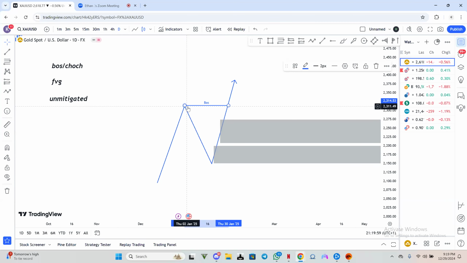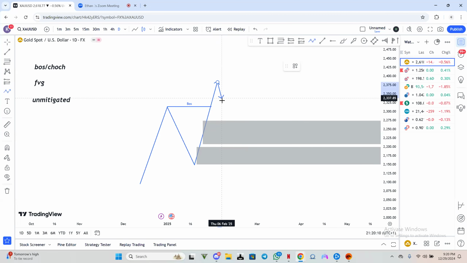If this is where the last movement was made before it broke structure, there are still other blocks, still levels that price needs to come back and tap into before it gives you a new break of structure. That's how price action moves. It moves from supply to demand and from demand to supply.